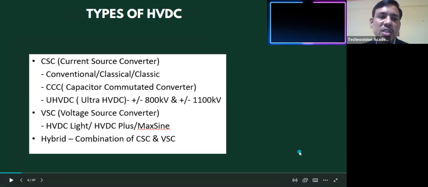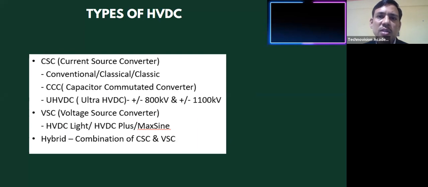Based on these devices, we can define some types of HVDC, like the current source converter, known as conventional HVDC. Then some modified versions, that is capacitor commutated converters, and ultra high voltage DC that reaches plus minus 1100 kV DC. And VSC based HVDC, known as HVDC Light for ABB, HVDC Plus for Siemens, and MaxSine for Alstom.